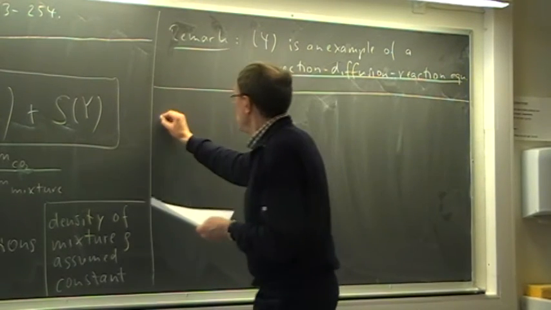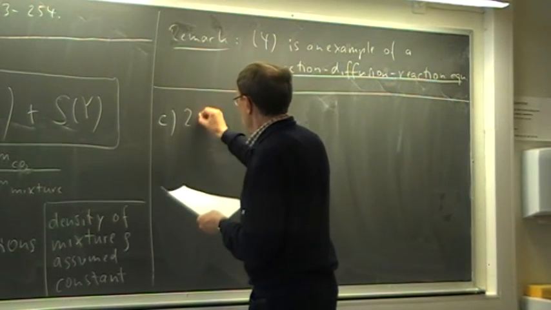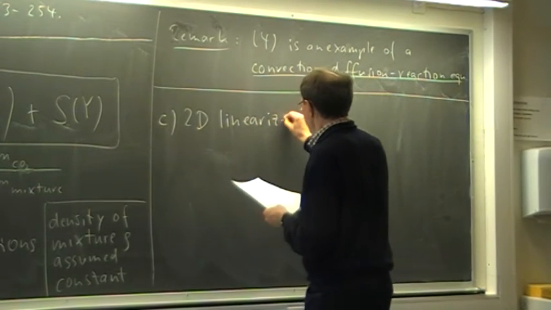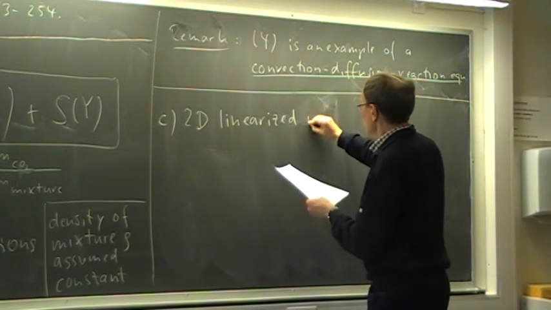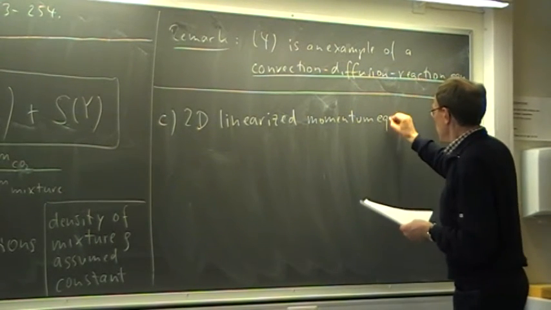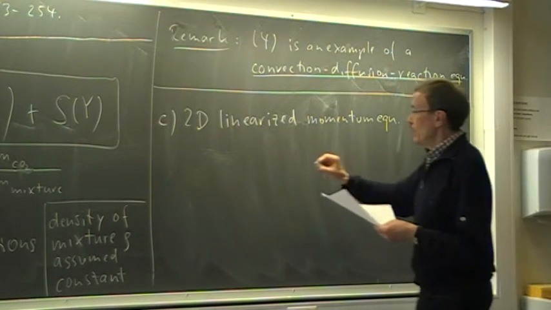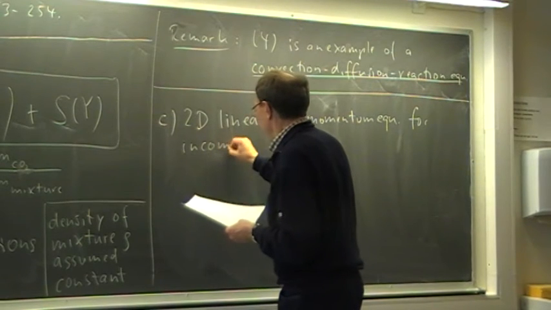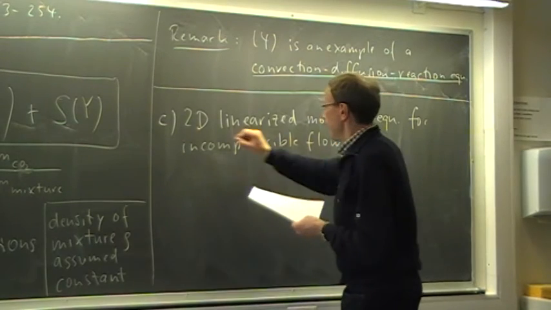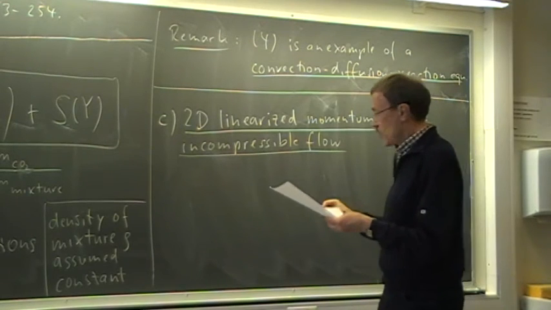And now we have also another example, actually from the Navier-Stokes equations themselves, namely the 2D linearized momentum equations. Or if we consider it as a vector, that would be for the vector, and that would be for incompressible flow. And that we can express in the following way.